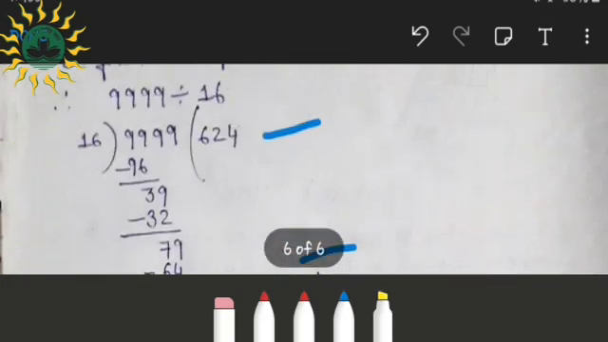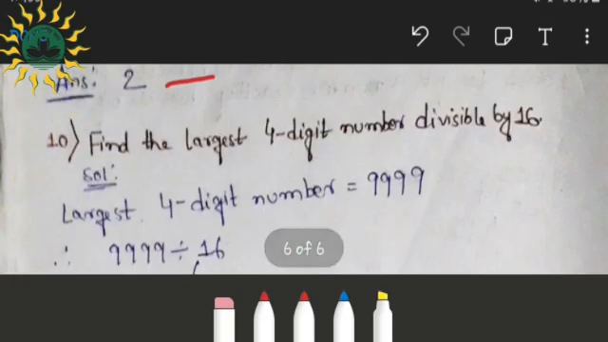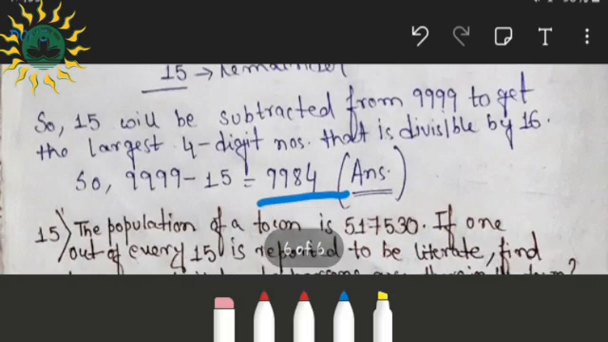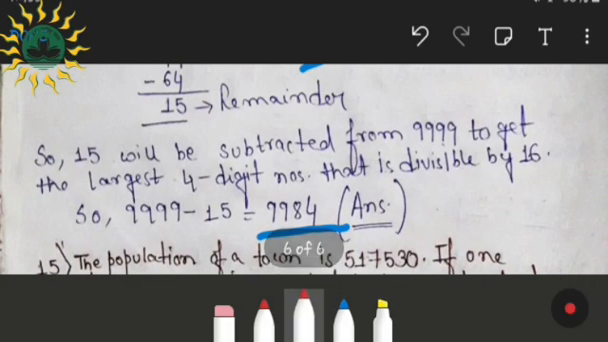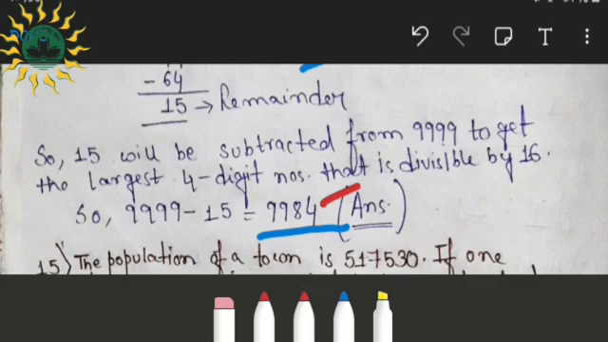In this question, the question asks to find the largest 4-digit number that will be divisible. So our answer is this one, 9984. But in the previous question, it was asked which number is to be subtracted or added. So be careful with what is being asked, whether the number which is to be subtracted or added is asked, or the final divisible number is being asked.